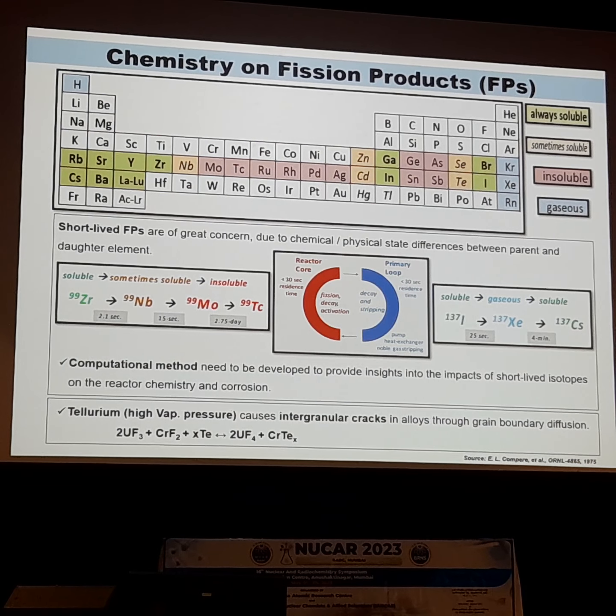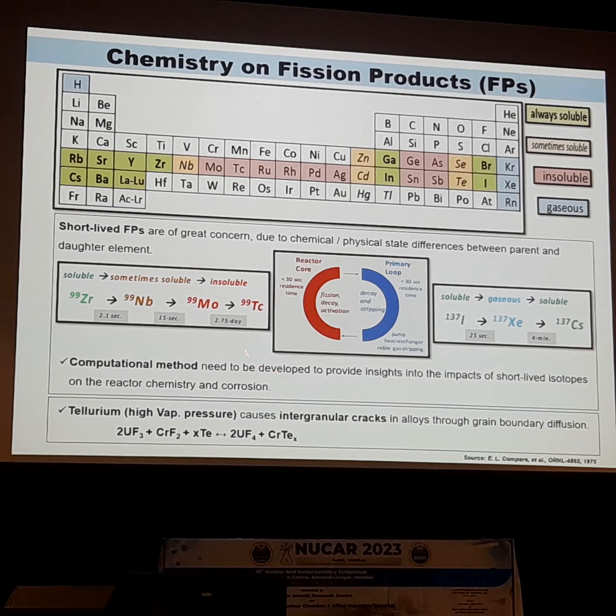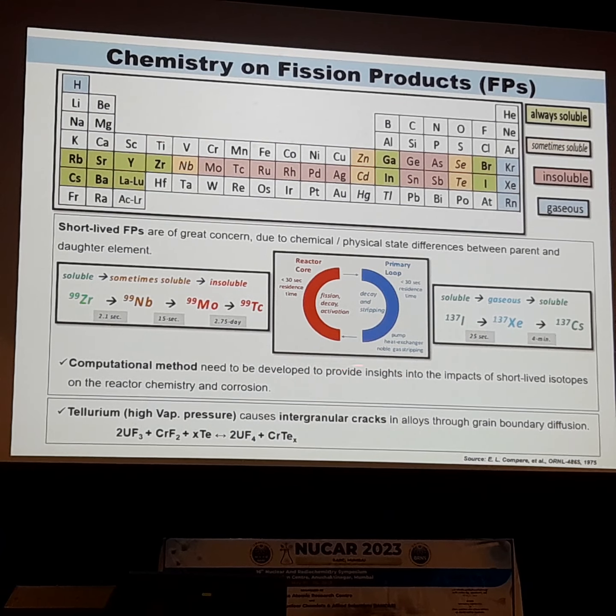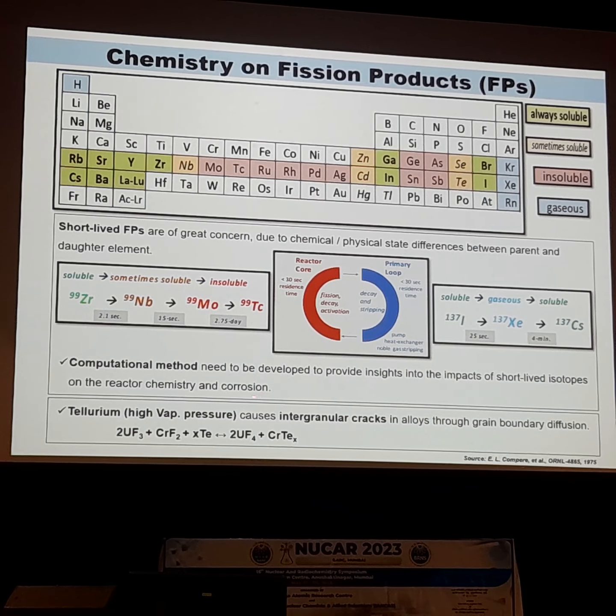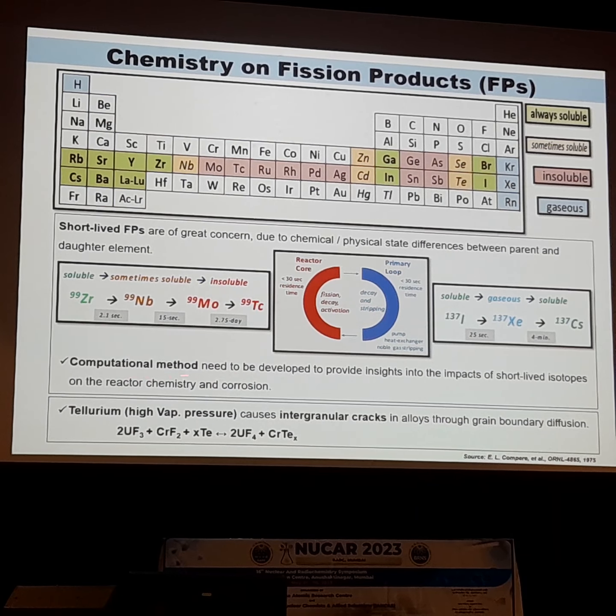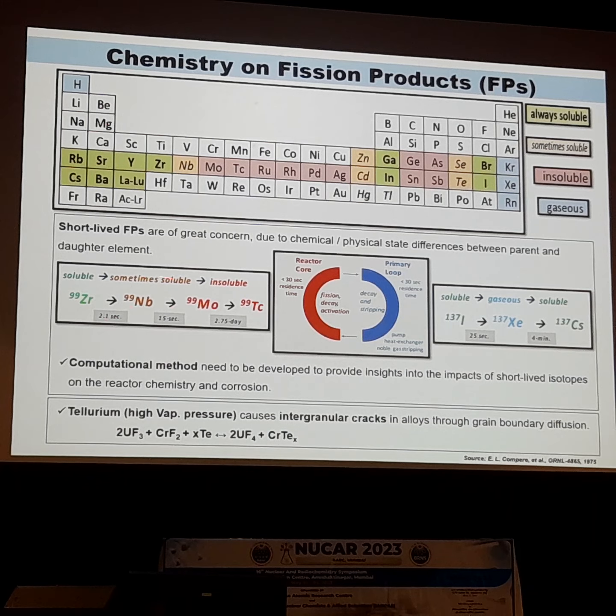Because of the very short half-life of these fission products, experimental determination of their chemistry is very difficult. So we have to have some computational methods to provide some insight into the impact of the short-lived isotopes on reactor chemistry and corrosion. So advanced computational methods should be there to study this type of short-lived fission product.